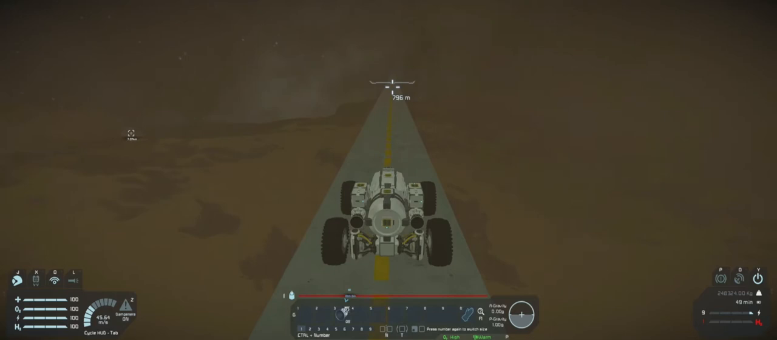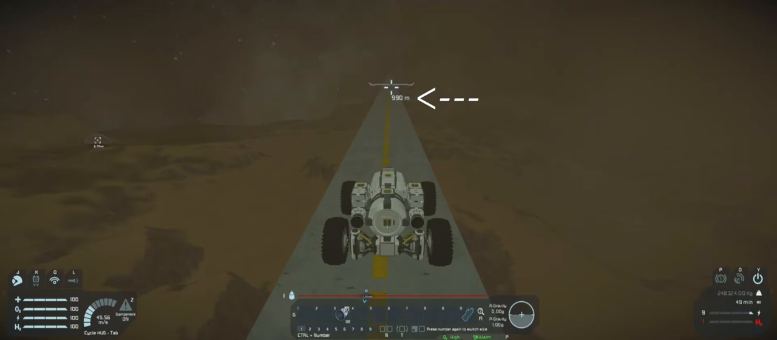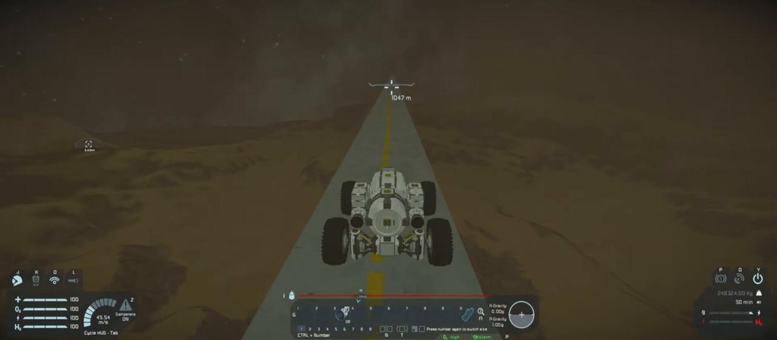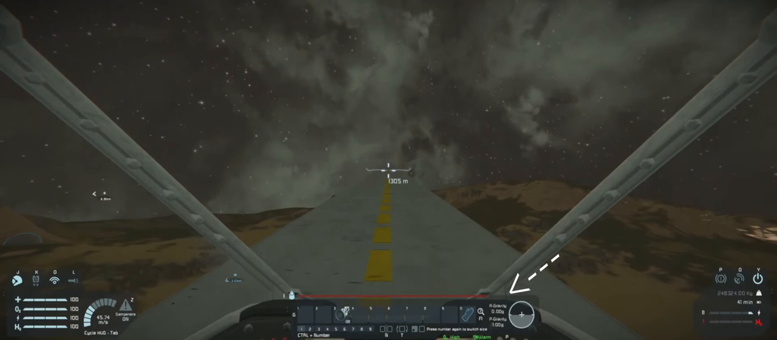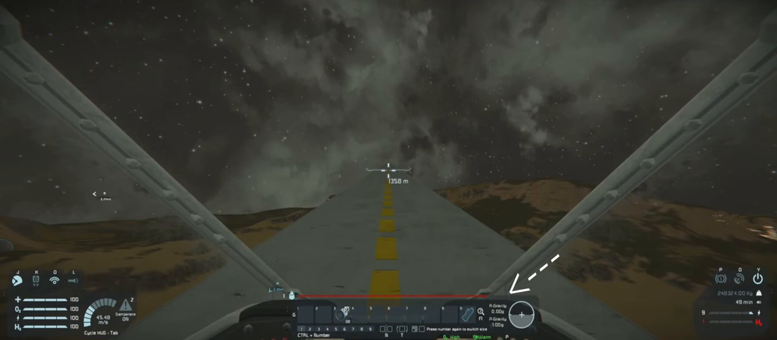This indication here are meters above ground, not meters above sea level. So it can happen that the numbers go down because there is a valley after a mountain. Down here we have the gravity indication. We have artificial gravity and planetary gravity. In this experiment we use only planetary gravity, and as you can see it is still 1G.